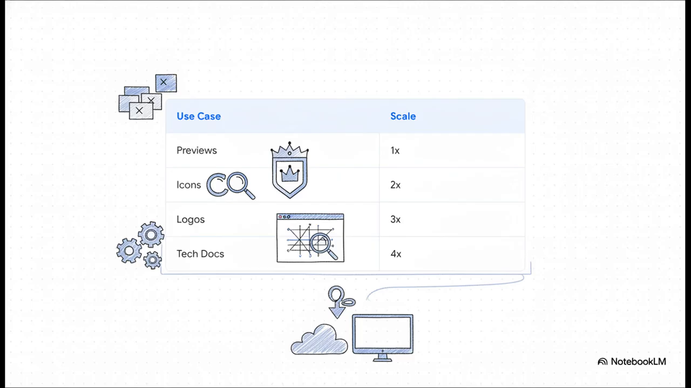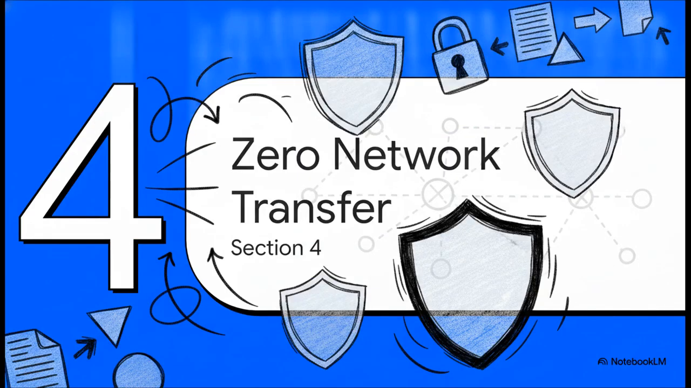And if you are dealing with really complex technical drawings, CAD exports, or intricate architectural diagrams that people are going to zoom way in on, that 4x scale is going to be your best friend. Which brings us to the most important part. Section 4, Zero Network Transfer Security.